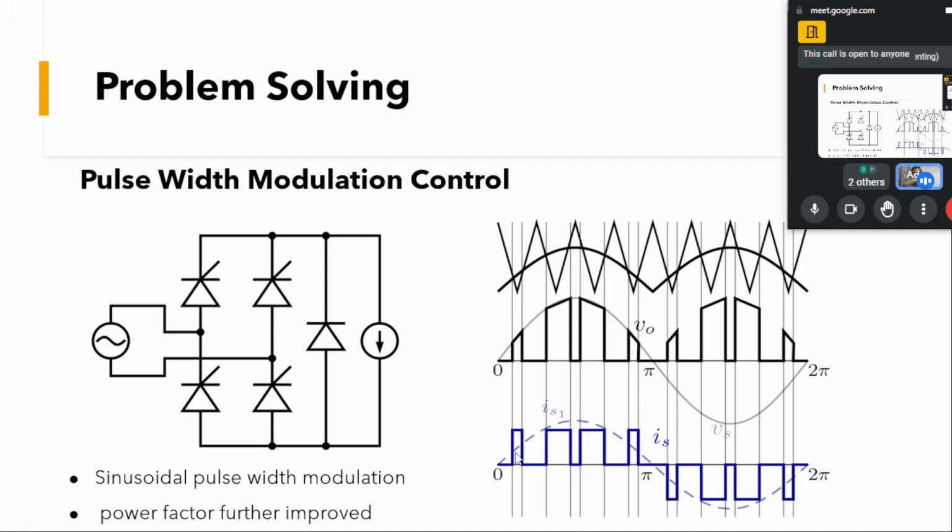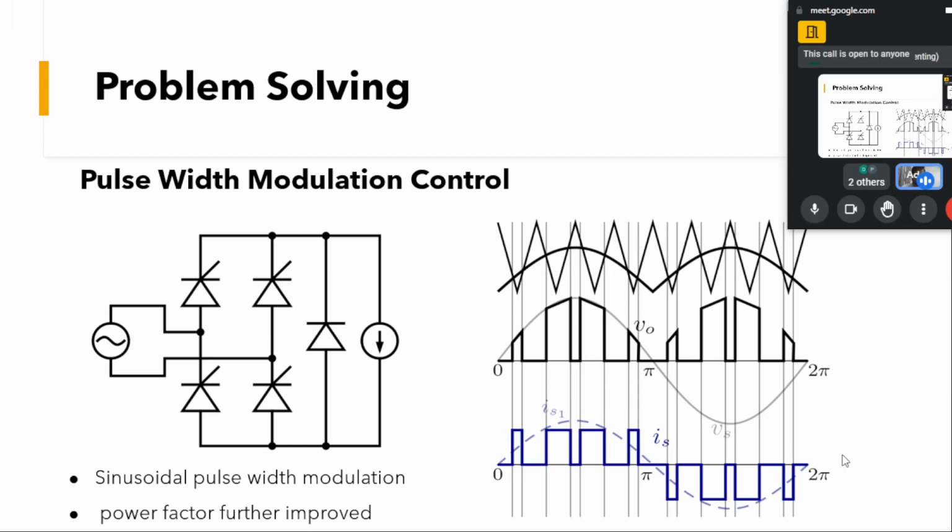And you can see that because of this sinusoidal pulse width modulation, the current that will flow through this source will be closer to the sine wave, and it will have lower harmonics compared to the others. Besides this, the power factor will increase because the wave is closer to the sine wave compared to the previous topologies. The power factor improvement in this will be very high compared to the other topologies.